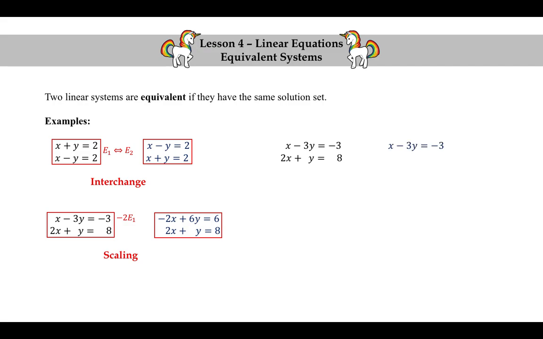This time I'm going to leave the first equation alone, x minus 3y equals negative 3, and I'm going to replace the second equation by the equation 7y equals 14. This is known as a replacement operation. Now you can't just replace one equation by anything and get a new system which is equivalent to the original. You have to follow certain rules.